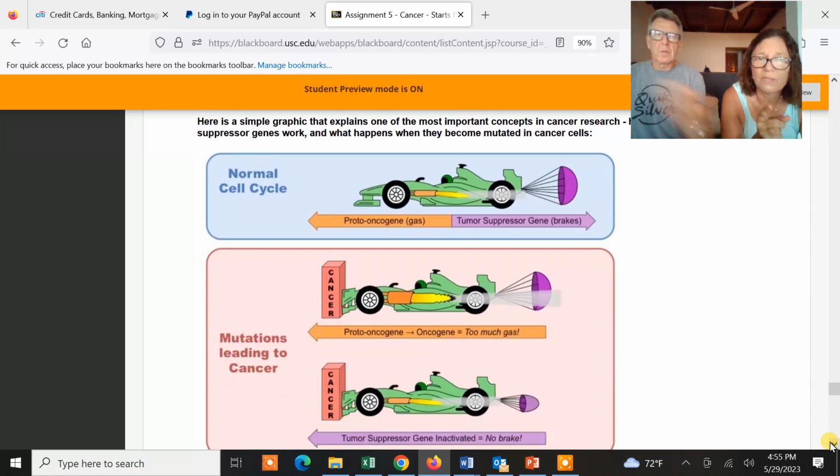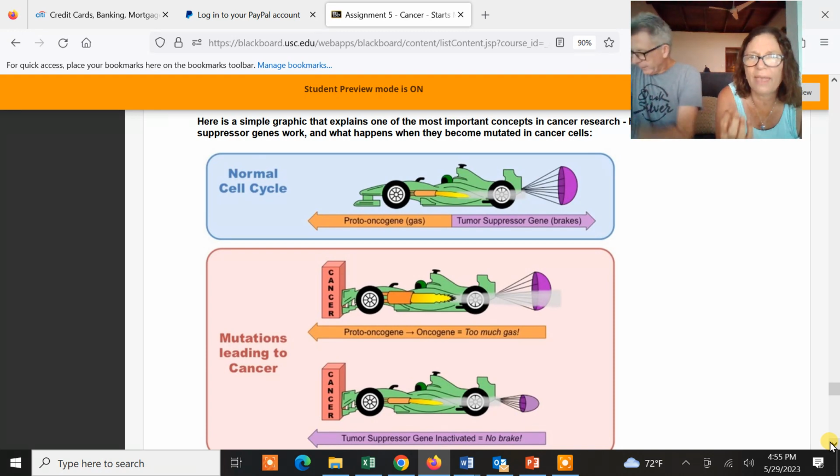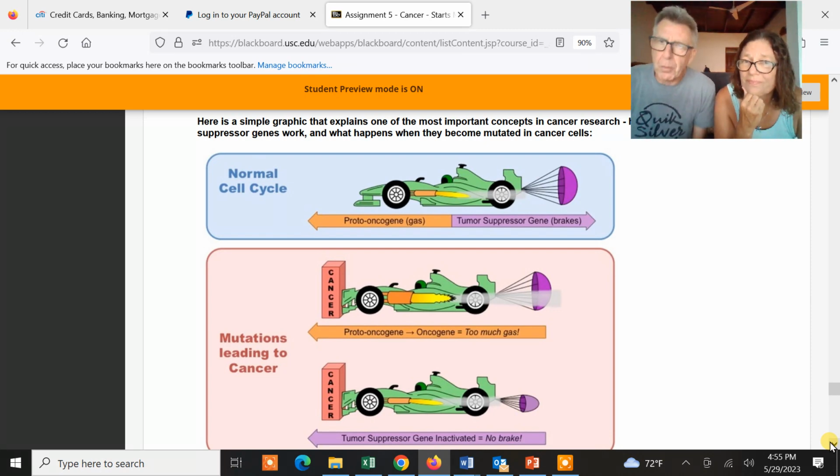We have the normal cell cycle and mutations leading to cancer. So a lot of people don't understand what proto-oncogenes and tumor suppressor genes do. When they are normal, meaning unmutated, a proto-oncogene, it's a really horrible name, it's just a normal growth gene.